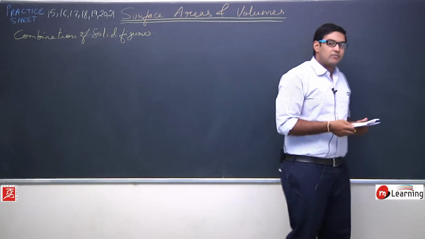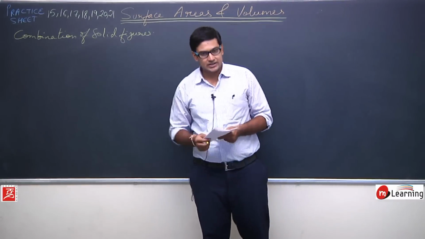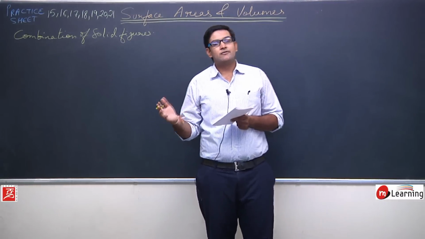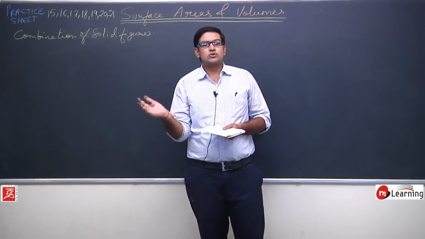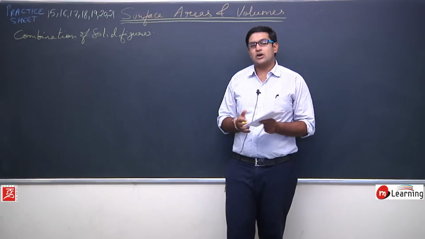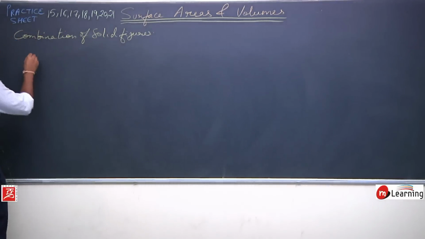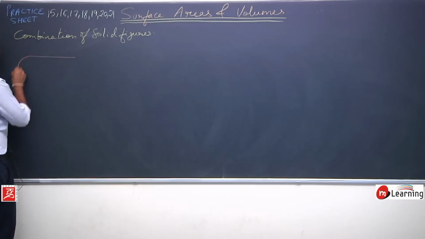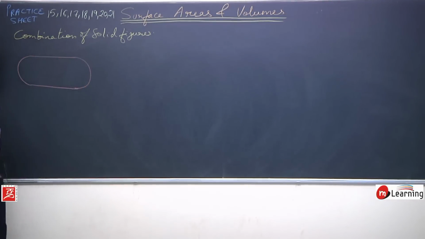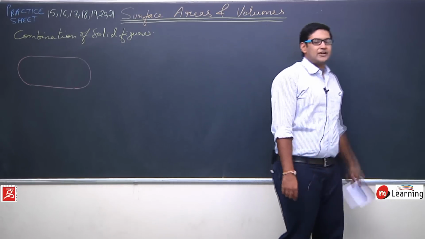So our focus will be on those solid figures which are made up of different solid figures. For example, I have told you previously about the oil tanker, the tank fitted at the back of a truck in which it carries oil or water. That tank is a solid which is a combination of different solid figures. I told you that it looks something like this. So this is not any figure which matches our standard solid figures.